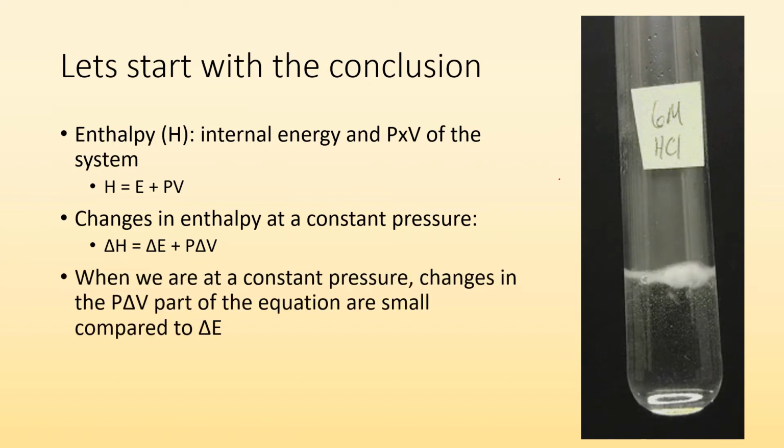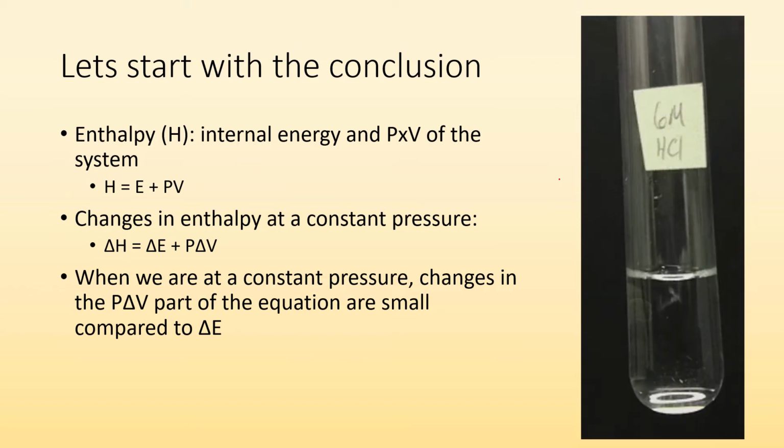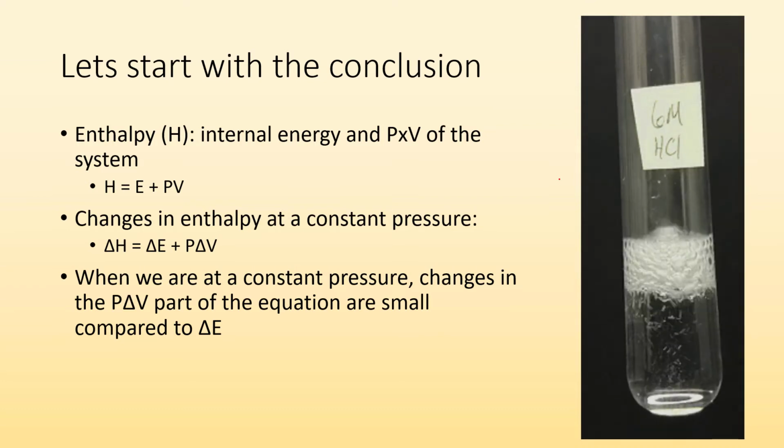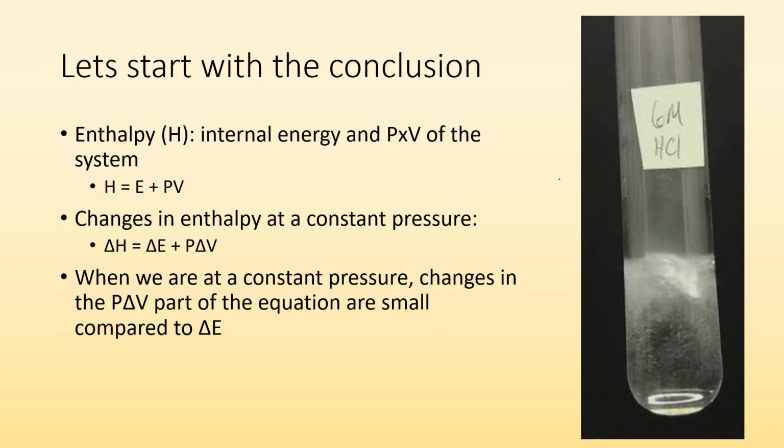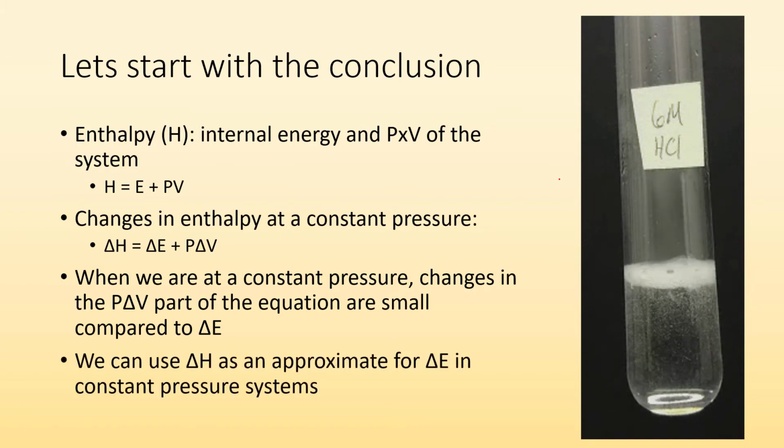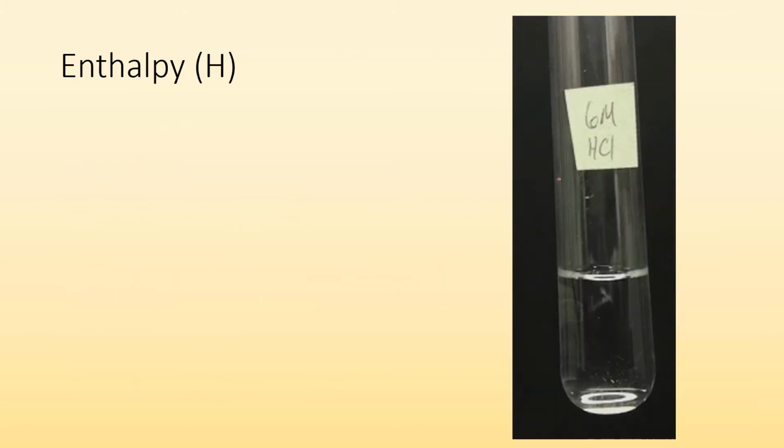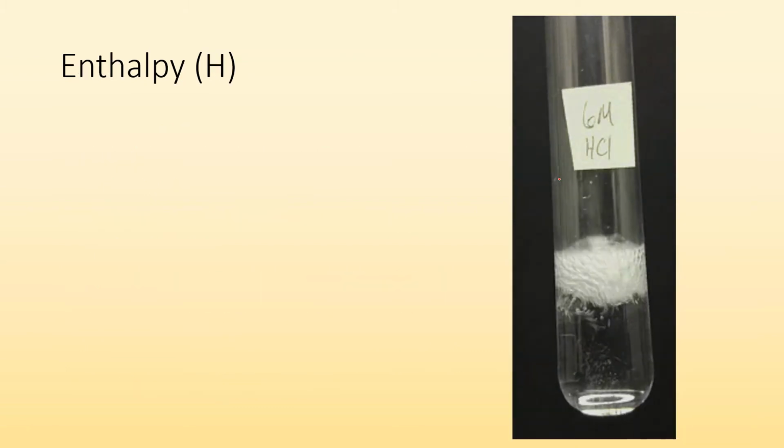So when we are at a constant pressure, it changes the P delta V part of the equation. The P delta V part is usually so small compared to the delta E that we can just kind of equate delta E with the delta H. So we can use delta H as an approximate for our change in internal energy of the system when it's at constant pressure. So all right, now let's start for real.